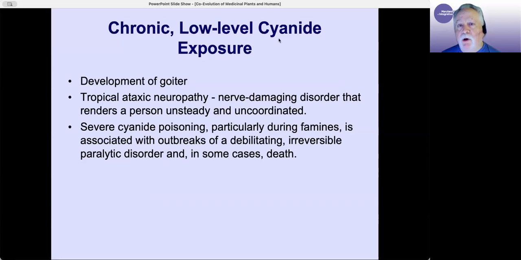With chronic low level exposure to the cyanide, you develop goiter, which is a swelling on the thymus and a bunch of glands in the throat. Then tropical ataxic neuropathy, when you start to get nerve damage, people are unsteady, uncoordinated. And then severe poisoning, especially during famines, leads to outbreaks of debilitating, irreversible paralytic disorder, and sometimes death.